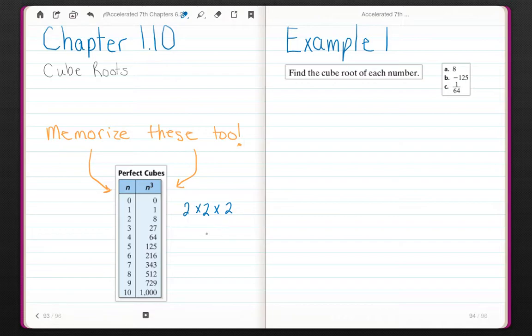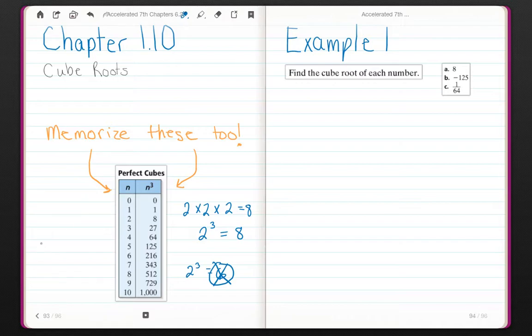Well, 2 times 2 is 4. 4 times 2 is 8. So 2 cubed, or 2 to the third power, or 3 2's multiplied together is 8. Please do not make the mistake when you see 2 cubed and tell me that it is 6. It is not 2 times 3. It is 2 cubed, meaning 3 2's multiplied together.